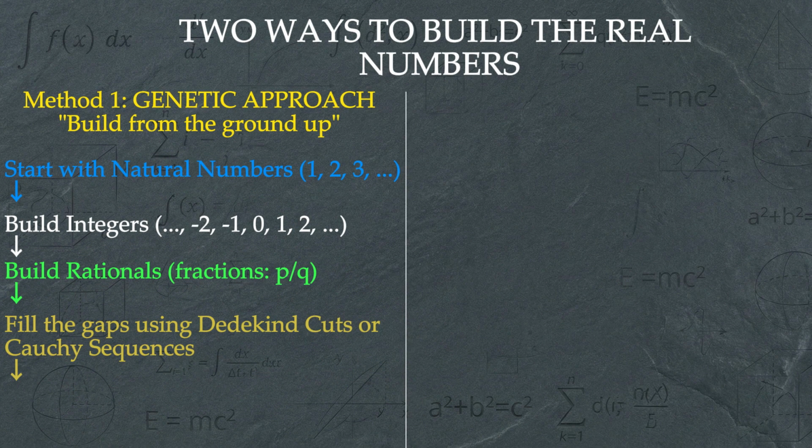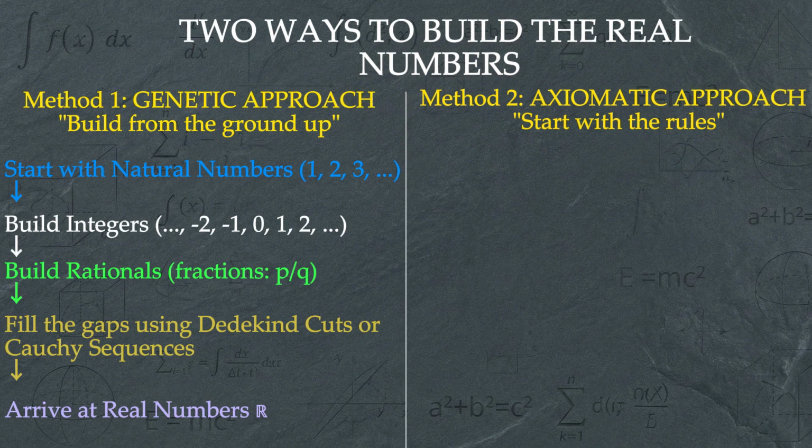Finally, you fill in all the gaps between rationals using either Dedekind cuts or Cauchy sequences to arrive at the real numbers. This is beautiful, rigorous, and takes an entire course to do properly. Apostol acknowledges the genetic method on page 1, but he chooses a different path. He chooses the axiomatic method. As he states in section 1.1, we shall take the real numbers themselves as undefined objects satisfying certain axioms.